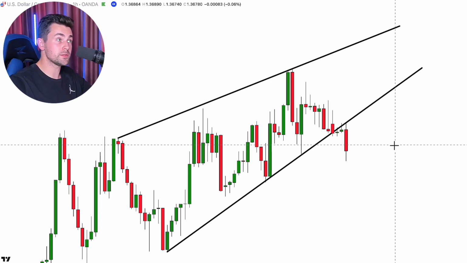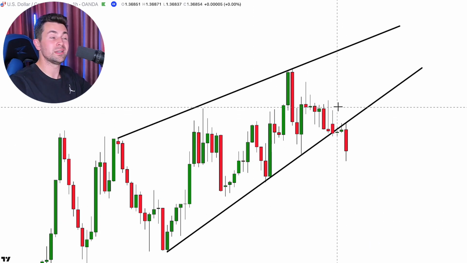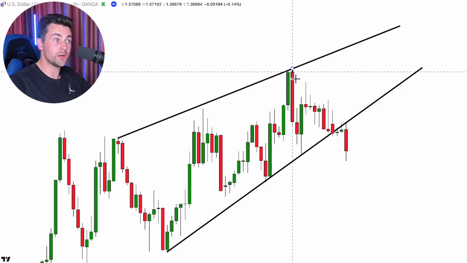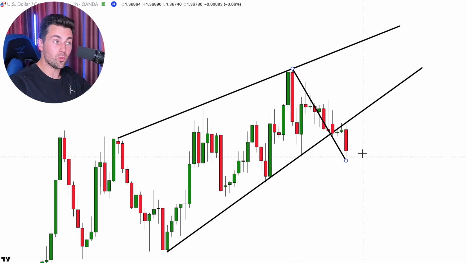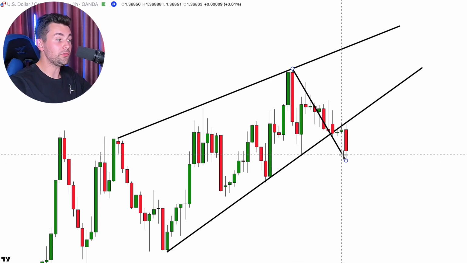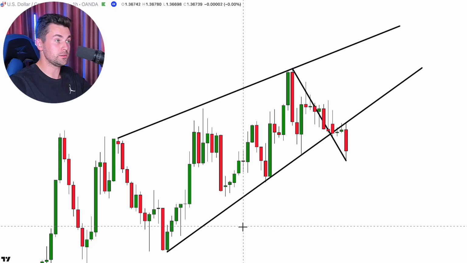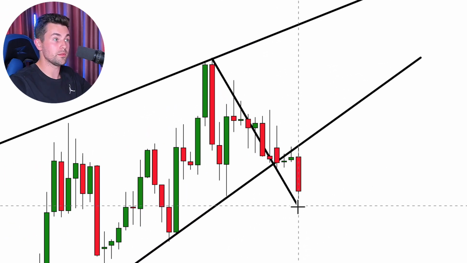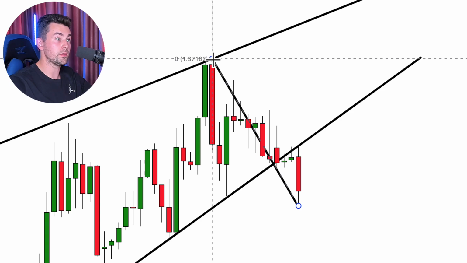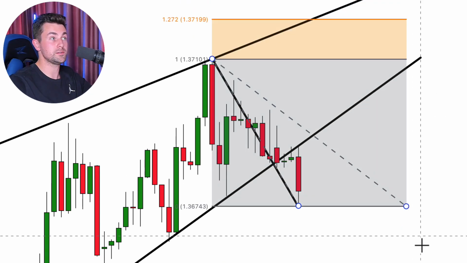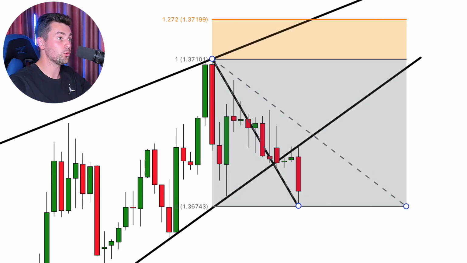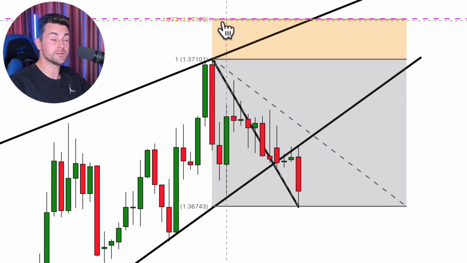To set a safe stop loss, we will need to take the high of the wedge and the low of this breakout. After that, we take Fibonacci extension, and from this low to the high, we draw Fibonacci extension, and our safe stop loss for selling dollar CAD is 1272 extension. Here is our safest stop loss. And here's how we set a stop loss for neckline-based patterns.